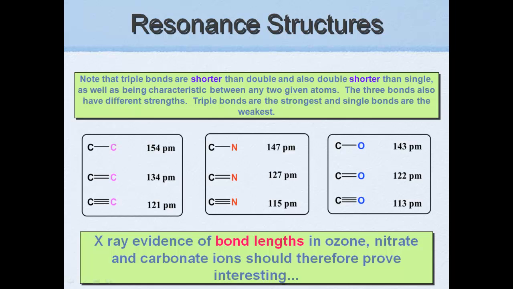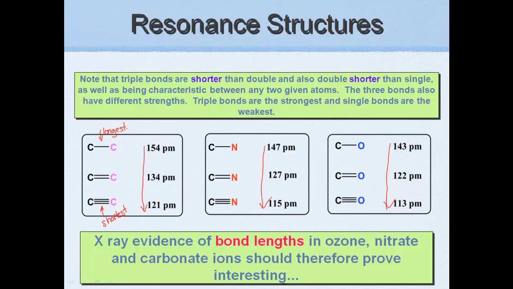Here with carbon, you'll notice that as you increase the number of bonds between 2 elements, you are decreasing the size of the bond. So the triple bond here is the shortest. Single bond is the longest. If you look at all of these, between carbon and nitrogen, decreases. Between carbon and oxygen, decreases. You'll notice that the triple bonds are shorter than double, and you can also notice that the doubles are shorter than single. The 3 bonds also have different strengths.